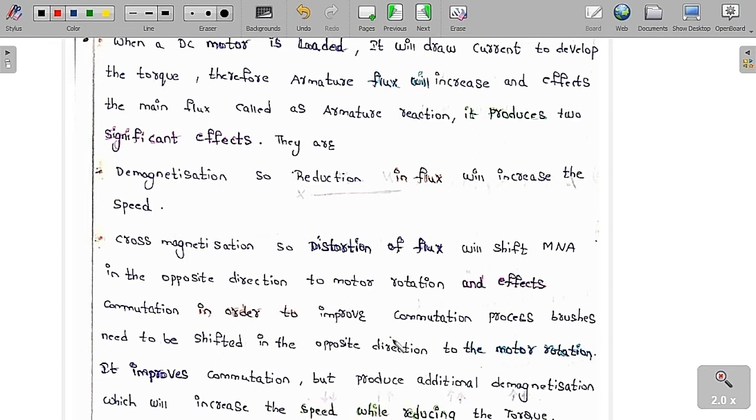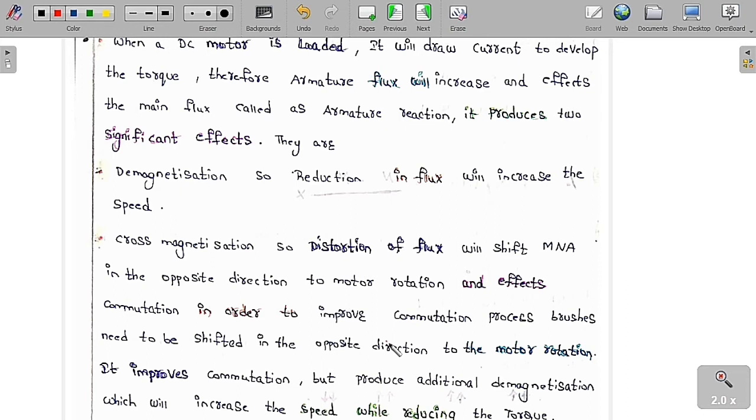See, this is a very important point. Whenever a DC motor is loaded, it will draw the armature current. So as armature current is drawn, it is going to produce some torque, and the armature flux will increase, and it is going to affect the main field flux. It is called armature reaction. It has two significant effects.